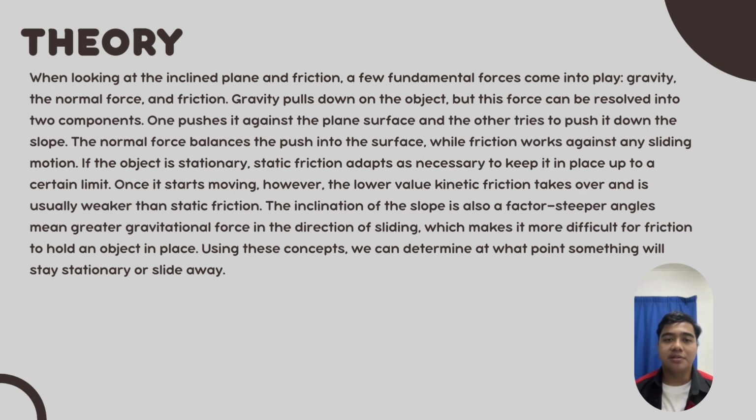If the object is stationary, static friction adapts as necessary to keep it in place up to a certain limit. Once it starts to move, however, the lower value kinetic friction takes over and is usually weaker than static friction. The inclination of the slope is also a factor. Steeper angles mean greater gravitational force in the direction of sliding, which makes it more difficult for friction to hold an object in place. Using these concepts, we can determine at what point something will stay stationary or slide away.